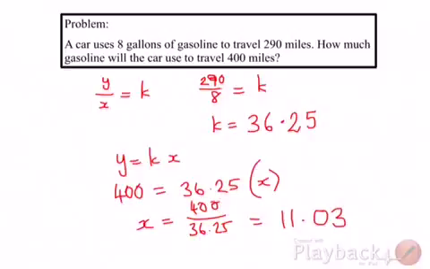So if I'm doing 290 miles on 8 gallons, then I would expect my 400 miles to use more gasoline, which is 11.03 gallons. Okay.